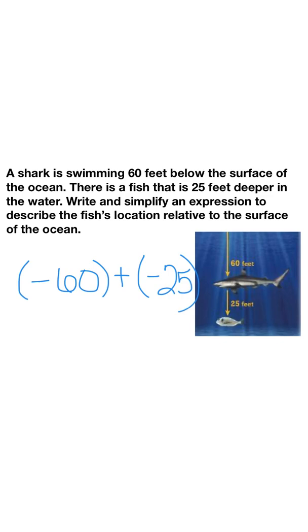According to our addition rules, these numbers have the same sign. Since they have the same sign, we're going to combine their values. 60 plus 25 is 85. They are both negative, so the answer is going to remain negative. The fish is 85 feet below the surface of the ocean.